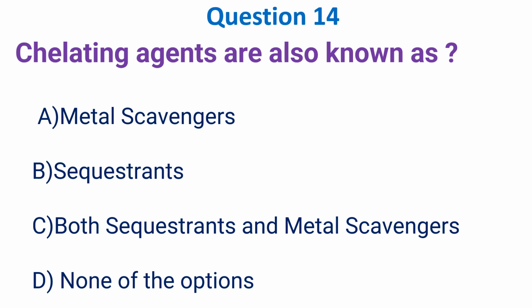Chelating agents are also known as what? What is a chelating agent? It is the use of a substance which reduces the blood and tissue level of injurious heavy metals. Chelating agents are generally classified based upon the target heavy metals, such as iron, copper, mercury, and lead, which are the major targets.